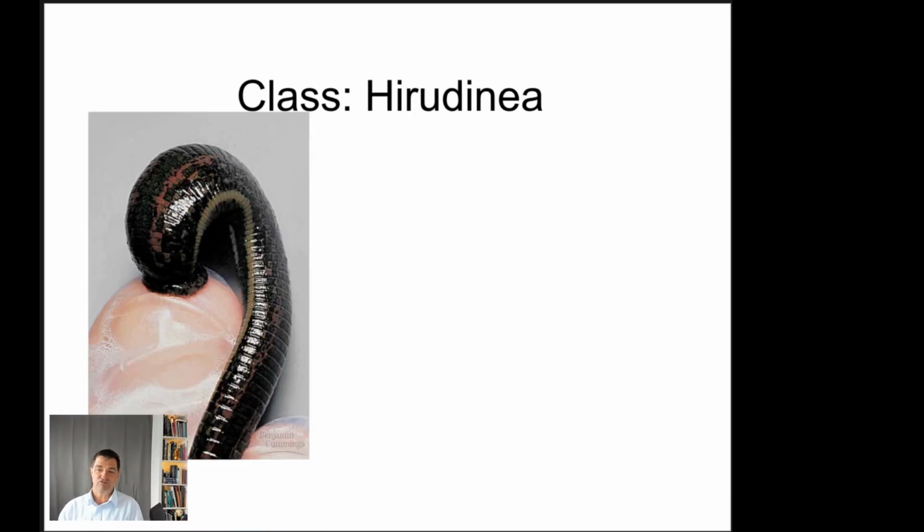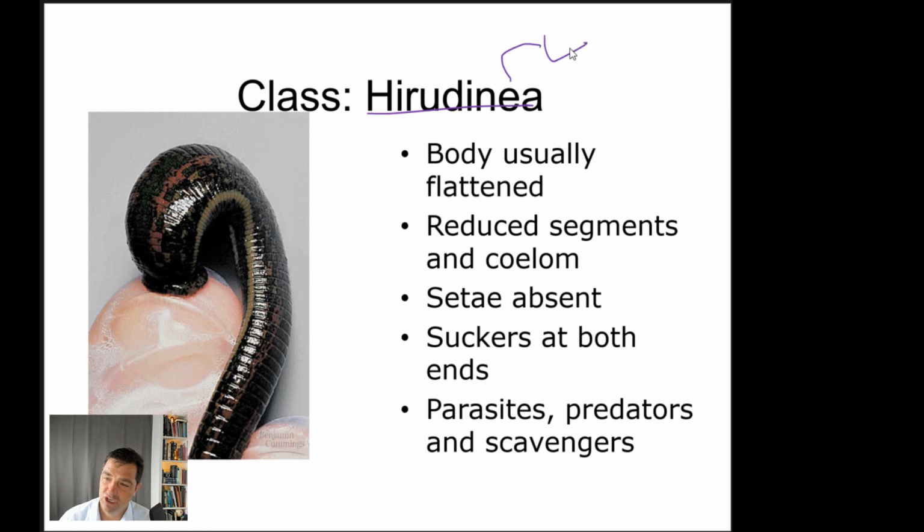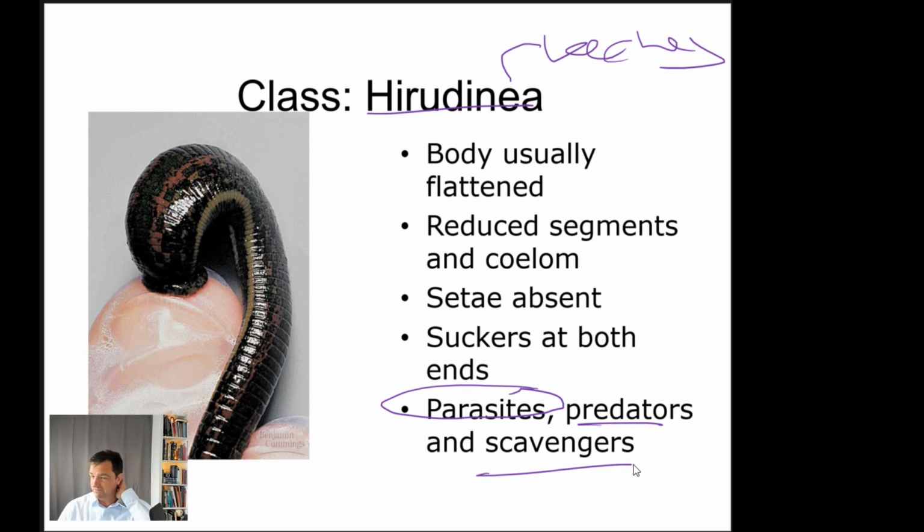And then the last group is the Hirudinea, and the Hirudinea are the leeches. When you think about leeches, people usually think about the parasites that suck your blood, which they do, but some of them are predators and others are scavengers. There are many different species of Hirudinea, and some of them suck blood, but not all of them do. They usually have a flattened body.